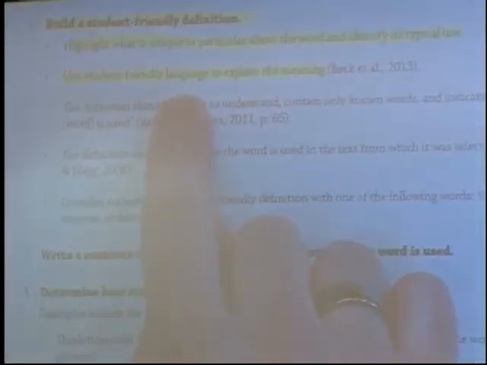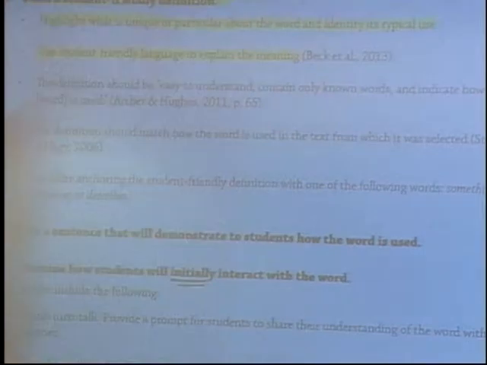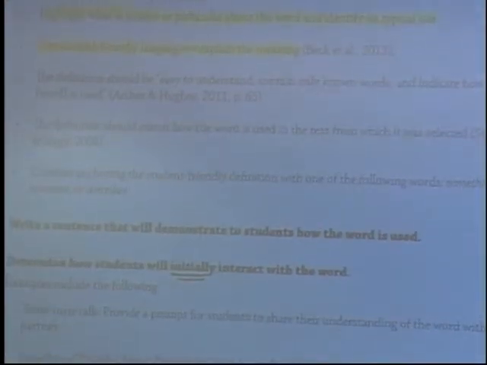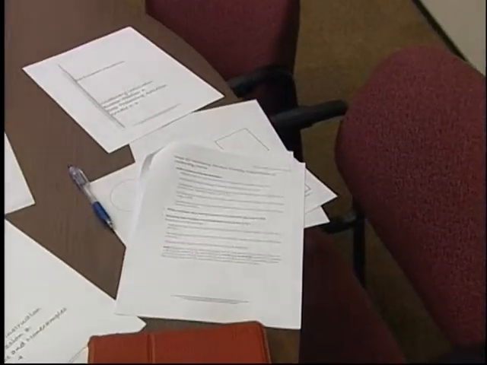Also, the authors have identified that you should use student-friendly language when explaining the meaning. Okay? So let's take a look now. We're going to stop right here. We'll come back to this handout in just a moment. I just want to show you how the authors use these principles to define the word covert.